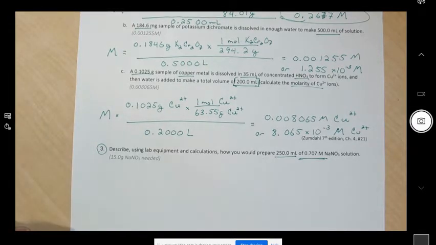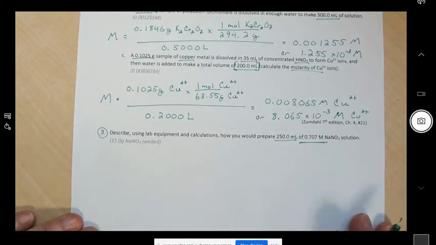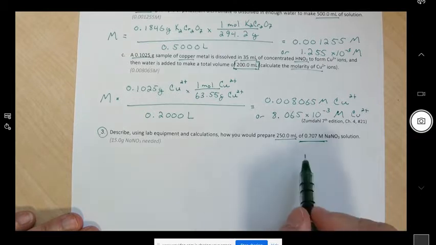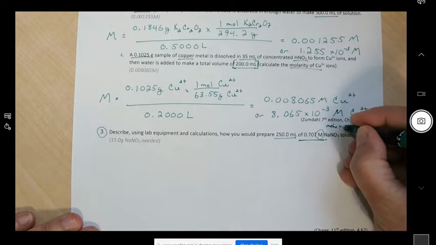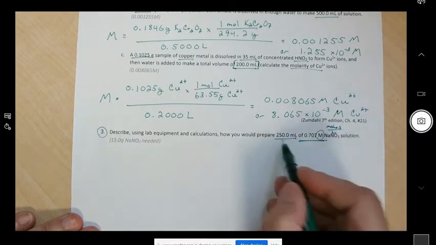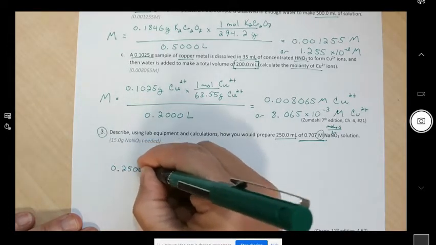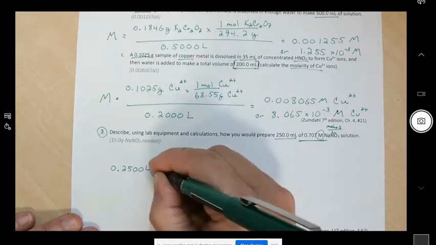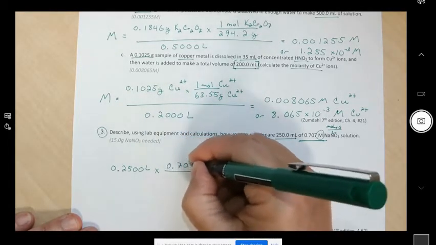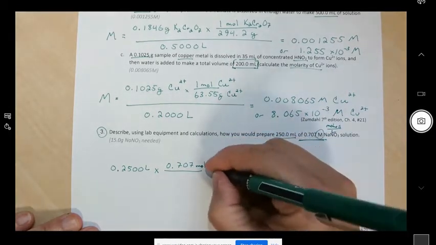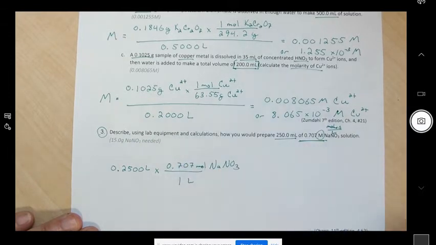And really, if you can see this using dimensional analysis, it kind of helps with a lot of different problems if you can't quite figure out what formula to use. So I know I want moles, and I know molarity is really moles of solute per liter of solution. So I'm going to take my 0.2500 liters of solution that I want to make, and I'm going to go ahead and multiply that by 0.707 moles of sodium nitrate for every 1 liter, because that's my molarity.